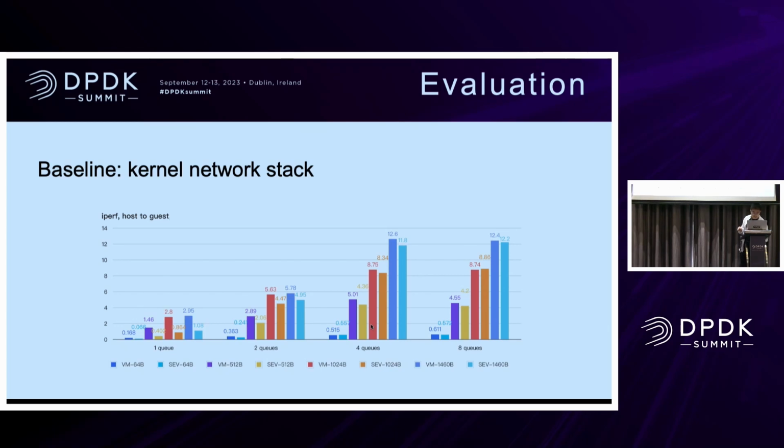What we can see here is that the maximum bandwidth we get is around 10 gigabits per second, using 8 queues and large UDP datagrams. The size is about 1,500 bytes. If we only use one queue and a small packet, the bandwidth is pretty low, just 0.2 gigabits per second, and SEV is even lower, maybe because of the bounce buffer mechanism that involves extra memory copies.